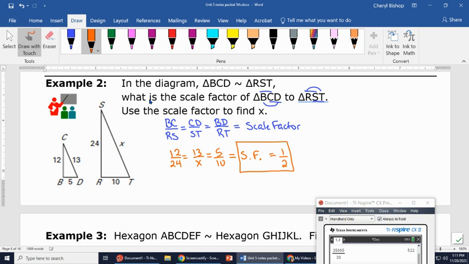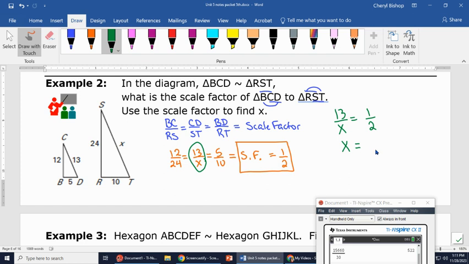So that's the first thing it said: what is the scale factor of these 2 triangles? Then it says use the scale factor to find X. Well, I can do that. If I want to find this X, I know what this fraction is supposed to reduce to. It's supposed to reduce to the scale factor, which is 1/2. And then I cross multiply to solve, and then you can tell me the answer you've been screaming out.